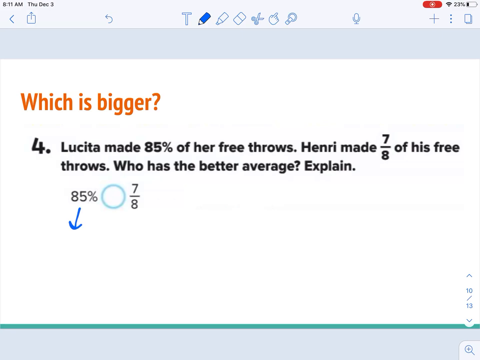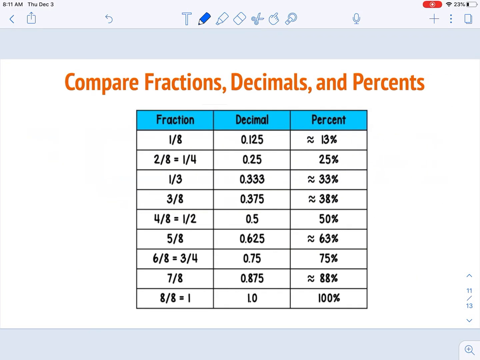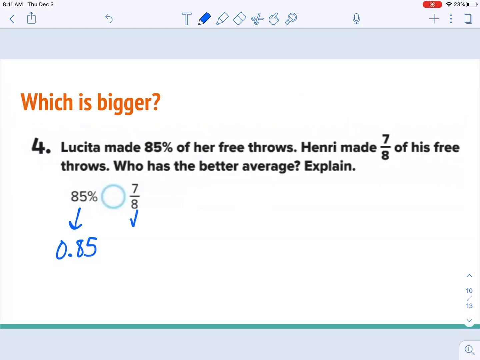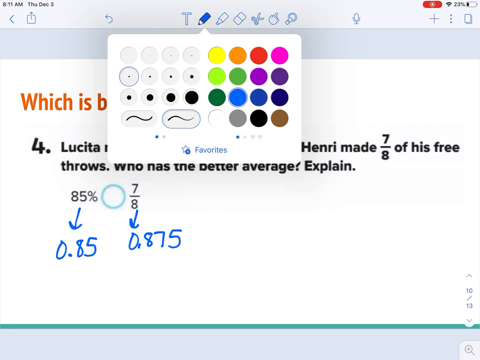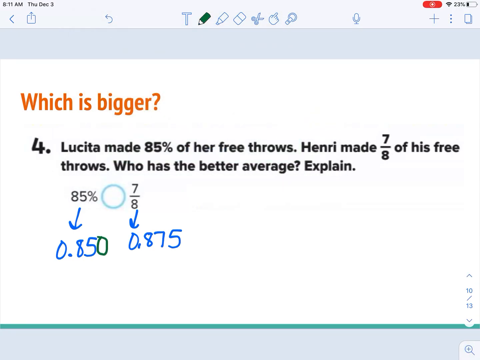So 85%, I know that's the same thing as 85 hundredths because percents are always out of 100. And for 7/8, I'm going to go back to that table, and I see 7/8 right here is 875 thousandths. It might be helpful for me to put a 0 on the end of the number just so I can compare them more easily. So I have 850 thousandths and I have 875 thousandths. So this number is going to be bigger.